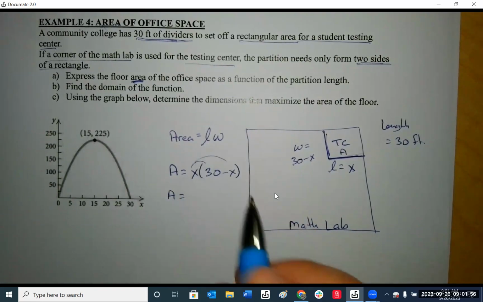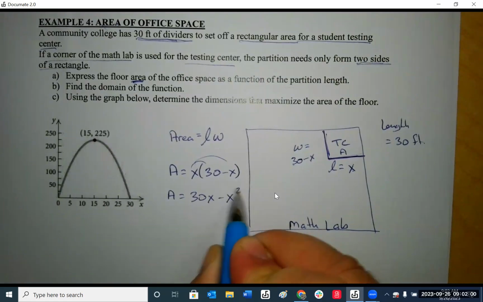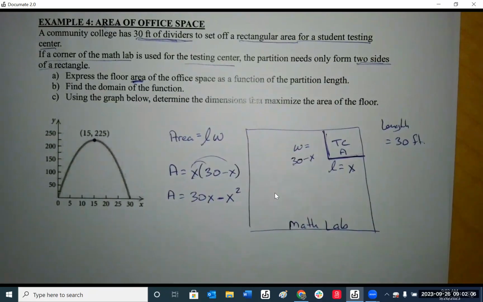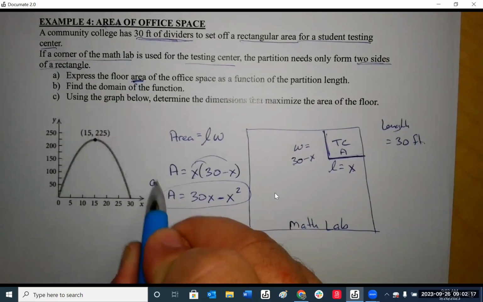You could multiply these out if you want. X times 30 is 30x. Positive times negative is negative. X times X is X squared. All right, so there's our formula for the area. That's A.